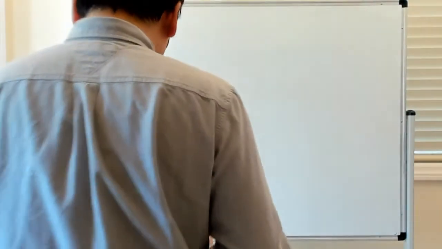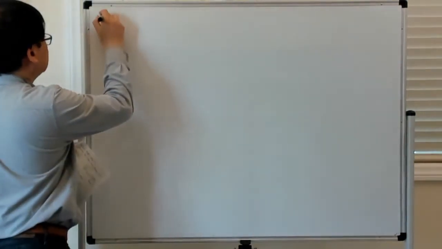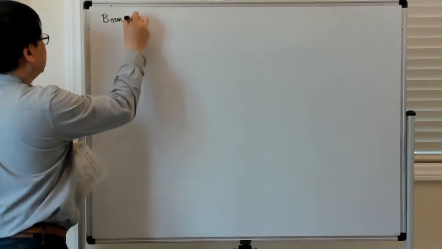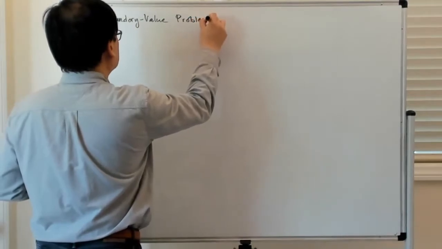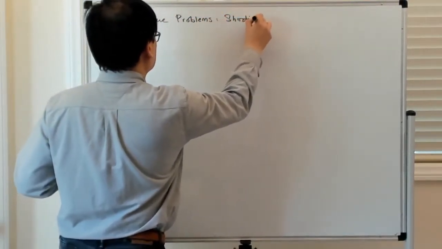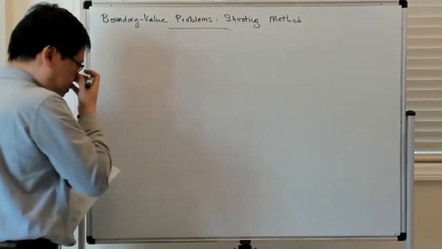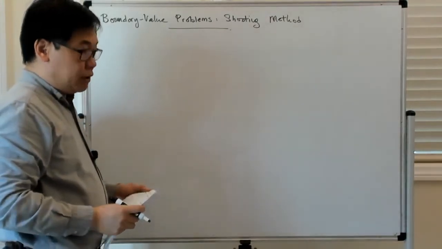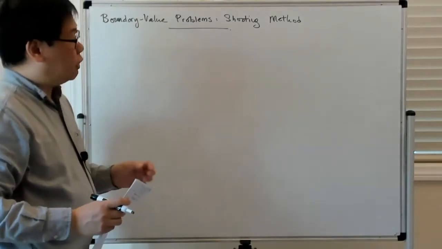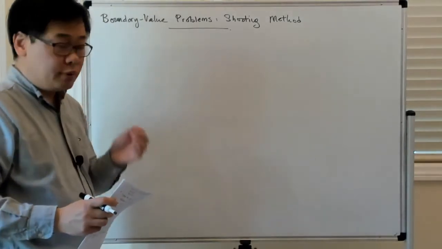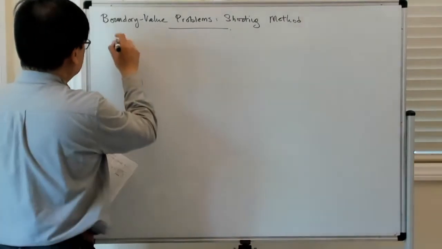All right, so now we're going to talk about what are called shooting methods for the solution of boundary value problems. It's called the shooting method. The basic idea behind the shooting method is to convert the problem of solving a boundary value problem into two parts, one of which involves the solution of a corresponding initial value problem, and the second of which involves some sort of root finding. Okay, so let's see what I mean by that.